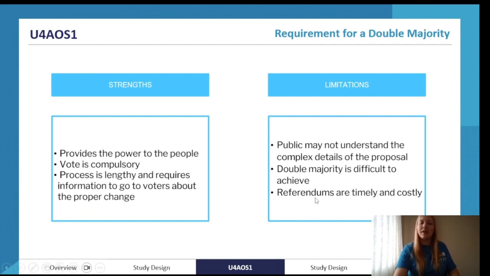And there's the fact that they're timely and costly for the government. So they're not going to do this process except when they're really sure that it needs to happen and they need to have an attempt. They cannot have referendums constantly to make sure that the constitution stays up to date with changing values and changing times.